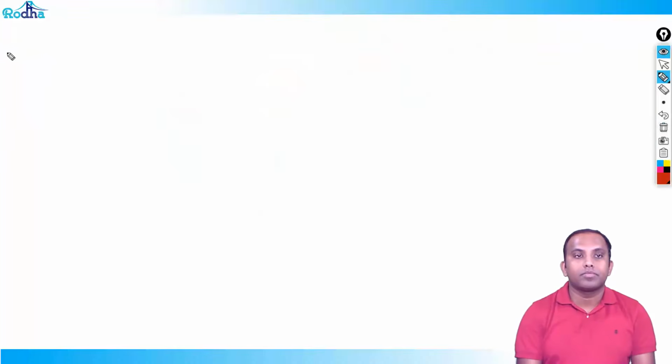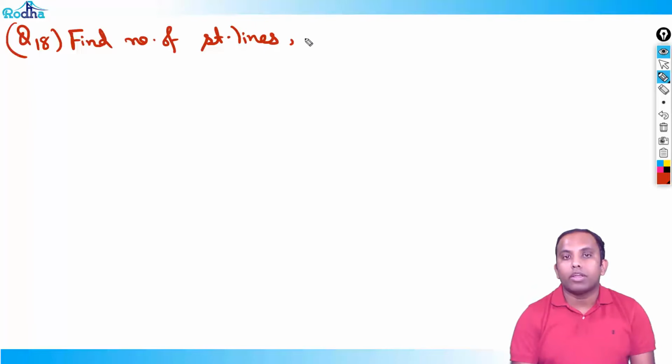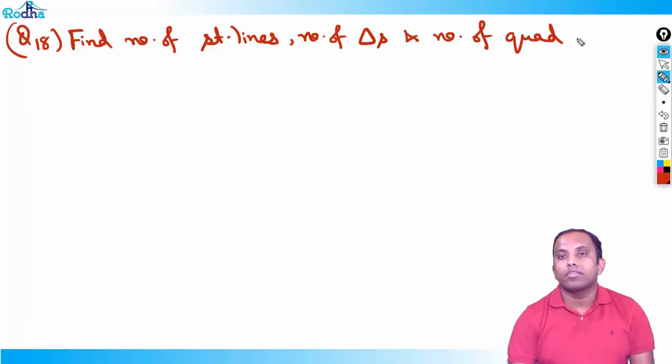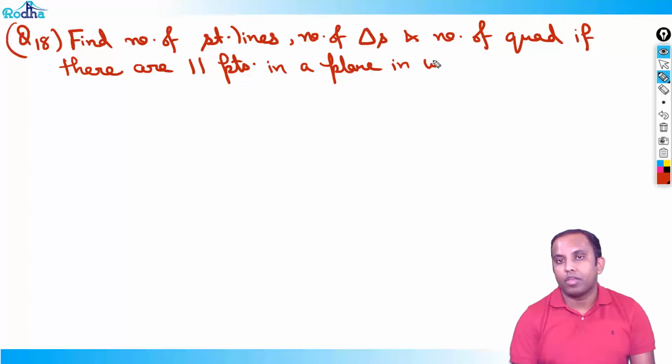Question 18. Find the number of straight lines, number of triangles, and number of quadrilaterals if there are 11 points in a plane in which 5 are collinear.